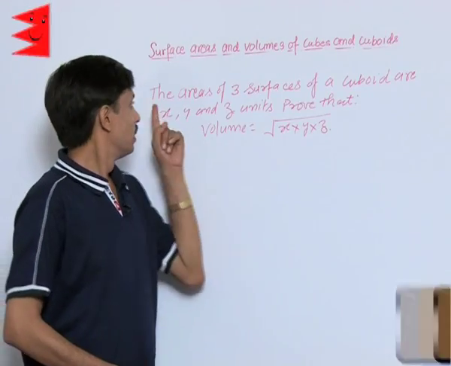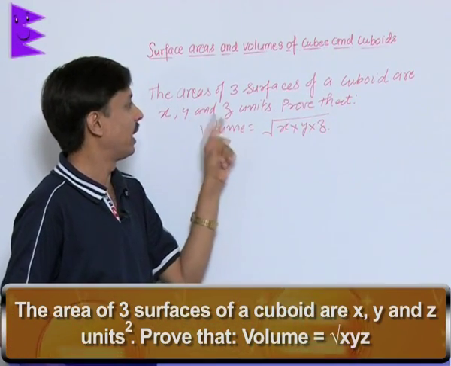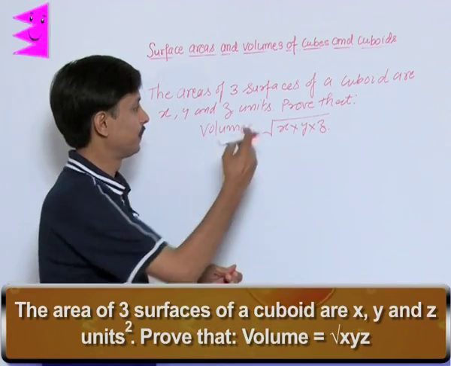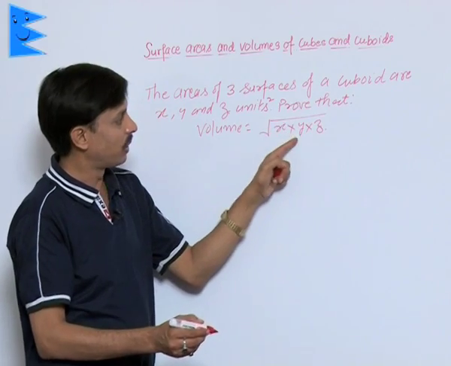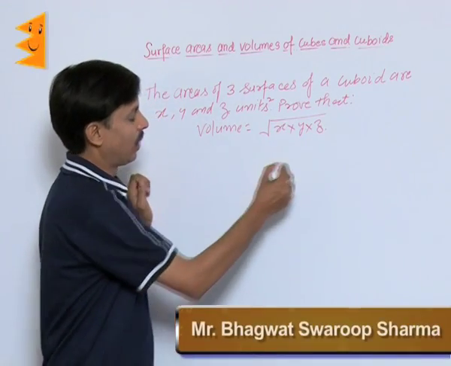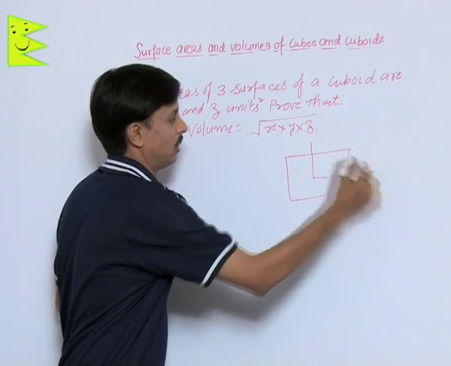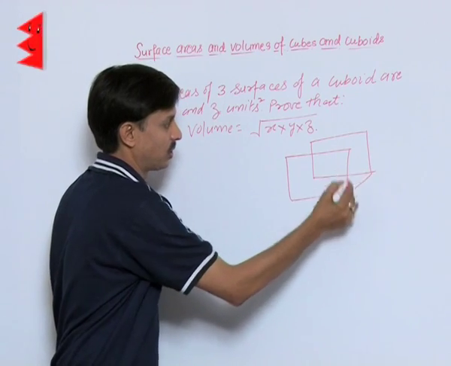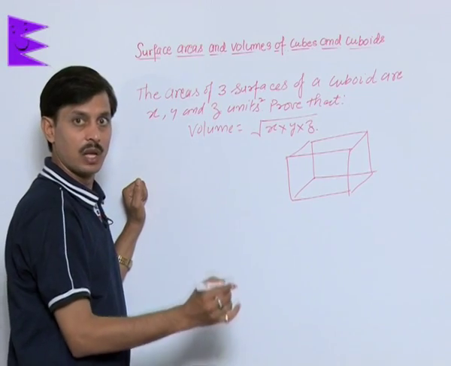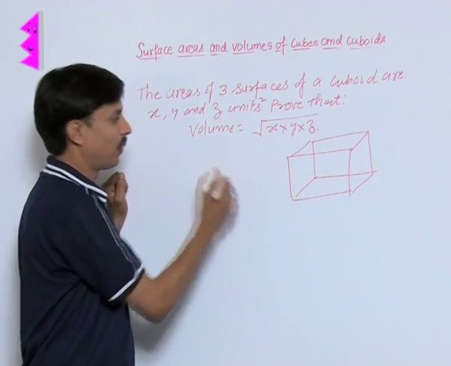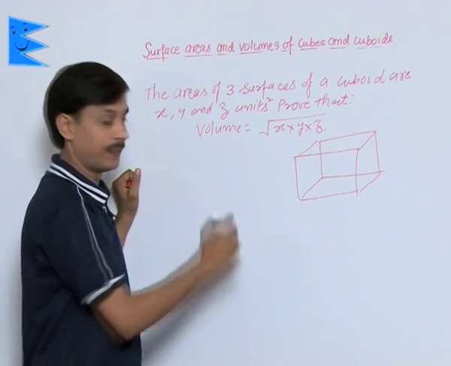4:1. The areas of three surfaces of a cuboid are x, y and z square units. Then prove that the volume is equal to the root of x into y into z. I want to tell you, if there is a cuboid, there are 6 faces, and out of these 6 faces, 2 are identical. Area of the first face is x, area of the second face is y, and third face is z.